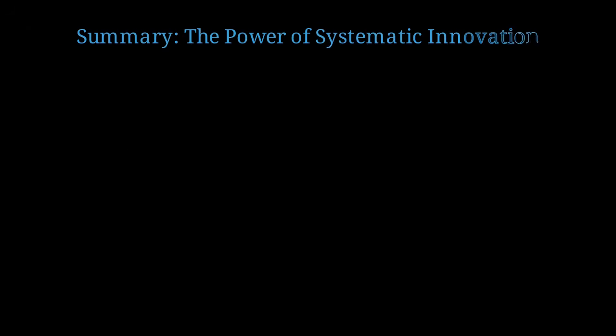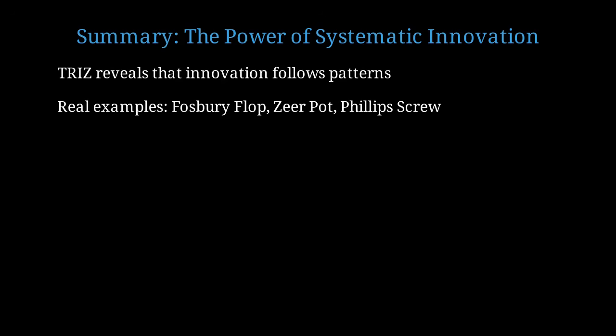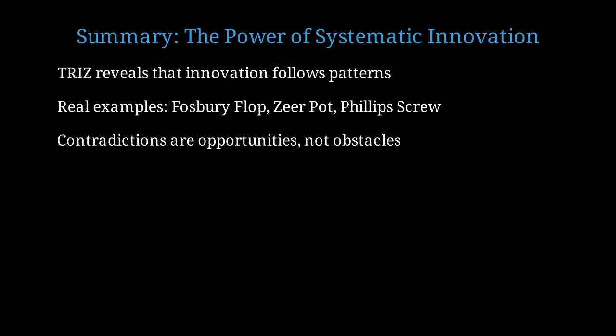Let me summarize what we've learned about TRIZ and why it matters. TRIZ reveals that innovation is not random magic. It follows identifiable patterns that can be learned and applied. We saw inspiring examples, the Fosbury Flop that revolutionized high jumping, the Zeer pot providing refrigeration without electricity, and the Phillips screw that enabled mass production. TRIZ teaches us that contradictions are not obstacles to avoid, but opportunities to innovate. The harder the contradiction, the more valuable the solution.